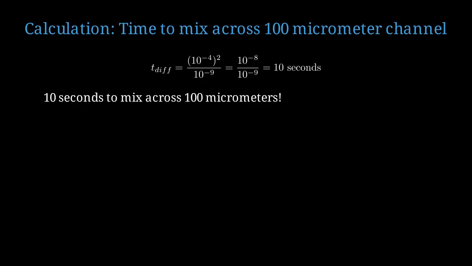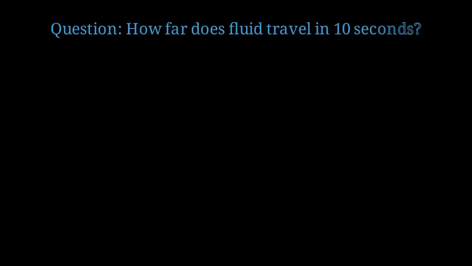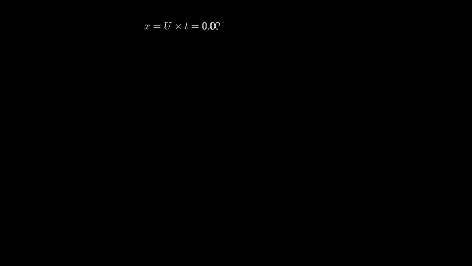This seems short, but consider the flow velocity. Here's an important question. While molecules are slowly diffusing sideways, how far downstream does the fluid carry them? Distance equals velocity times time. 0.001 meters per second times 10 seconds equals 0.01 meters, which is 1 centimeter. You would need a channel at least 1 centimeter long just to get basic mixing. For microfluidic chips, this is extremely long.